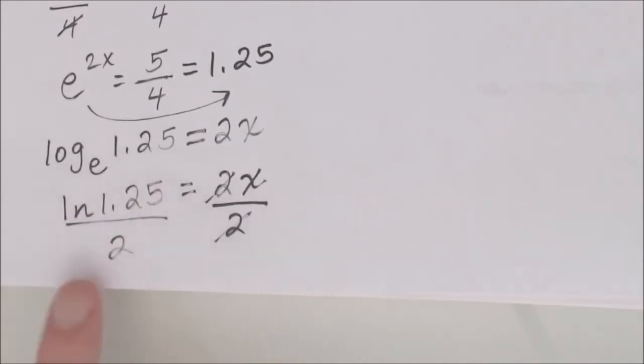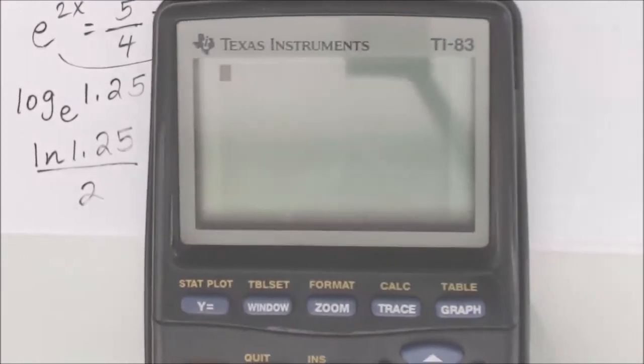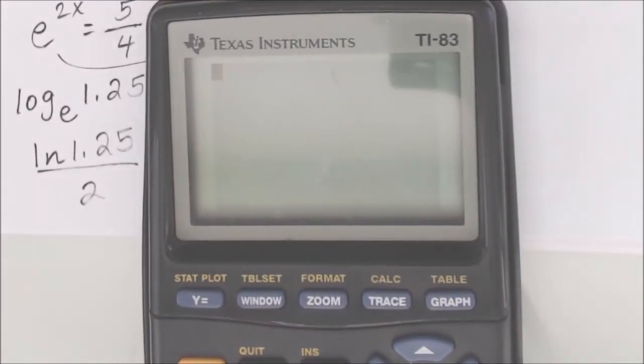We could leave the answer like this, natural log of 1.25 divided by 2. That would be an exact answer, but let's get a decimal for it just so we can practice it. So we've got the natural log of 1.25. And then we're going to divide, make sure you close the parentheses off there, otherwise it's going to put the 2 inside the natural log.